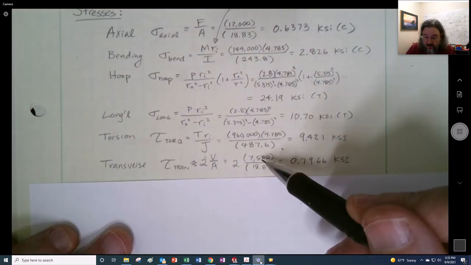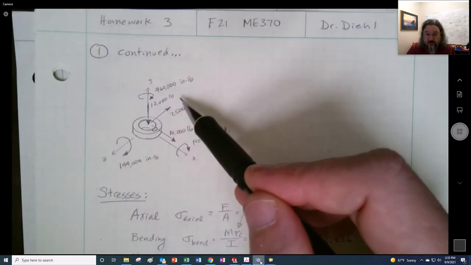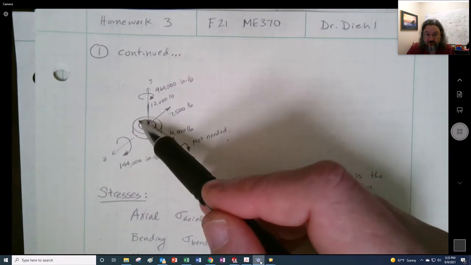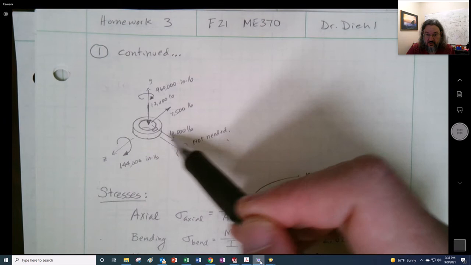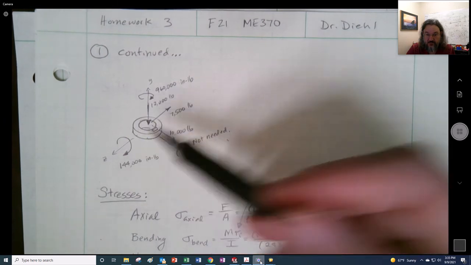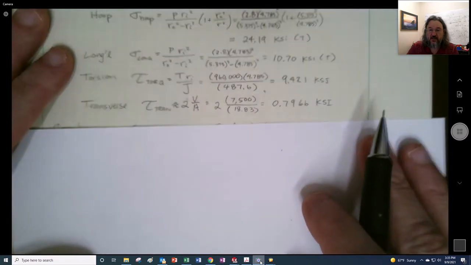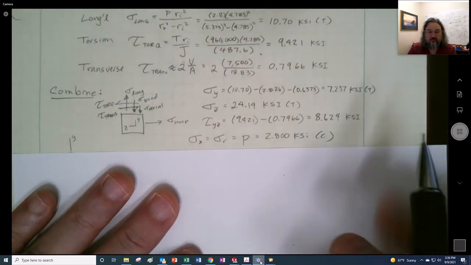And I said that we had 7,500 was the force. This one is the one that causes a shear here and here, whereas this force, 10,000, causes shear here and there, or the maximum right there. All right. Now we want to get all these together, combine everything.